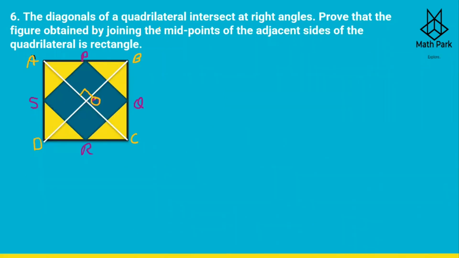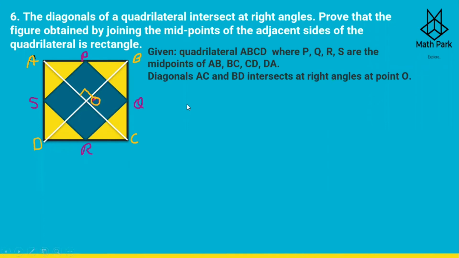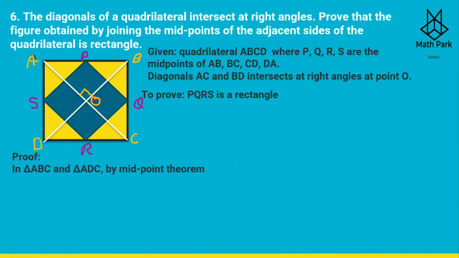The diagonals of a quadrilateral intersect at right angle. You are given a quadrilateral ABCD where the diagonals AC and BD intersect at right angles. You have to prove that the figure obtained by joining the midpoints of the adjacent sides of a quadrilateral is a rectangle. So ABCD where P is midpoint of AB, Q is midpoint of BC, R is midpoint of DC, and S is midpoint of AD. Diagonals AC and BD intersect at point O. We have to prove that PQRS is a rectangle. A rectangle is a special parallelogram, so we'll first try to prove it as a parallelogram.